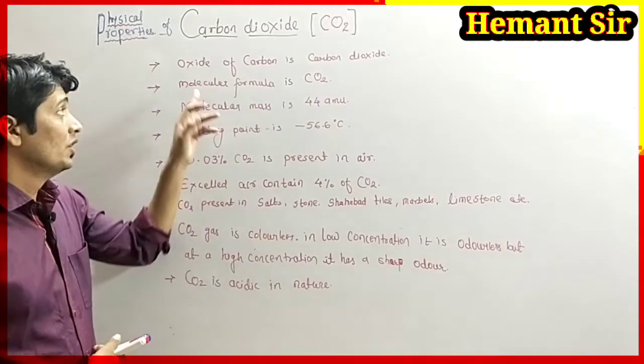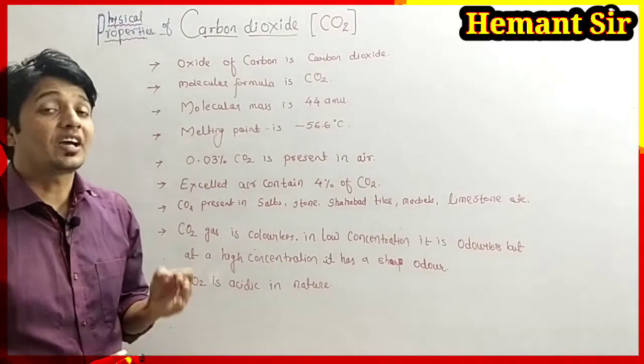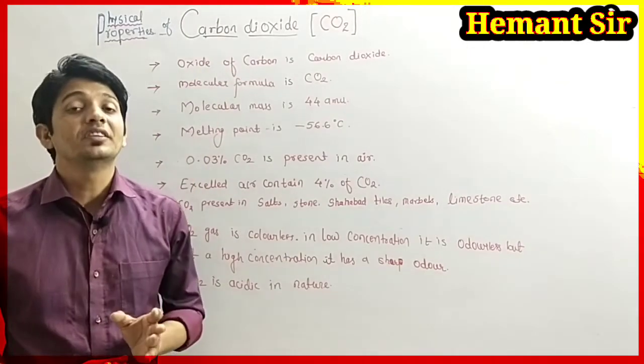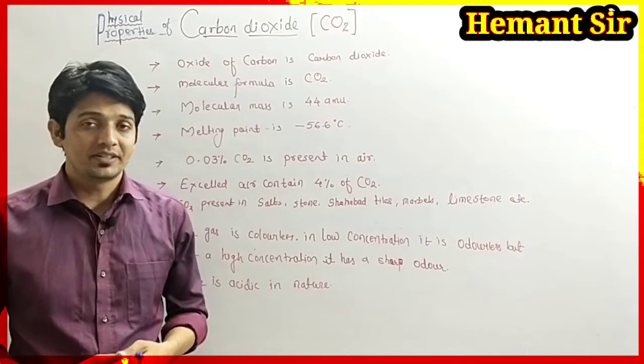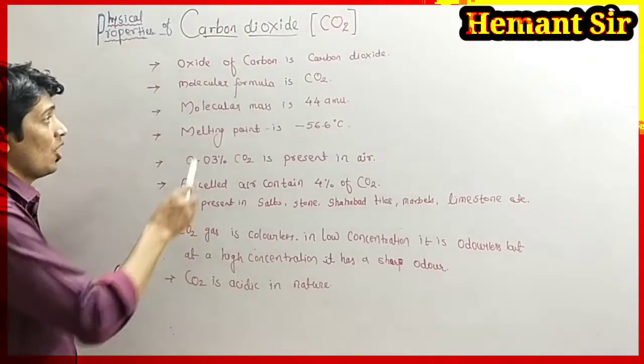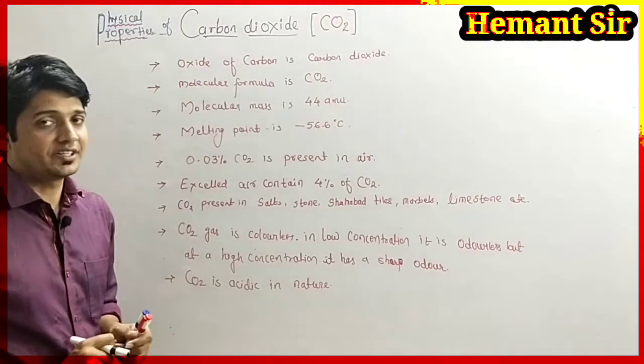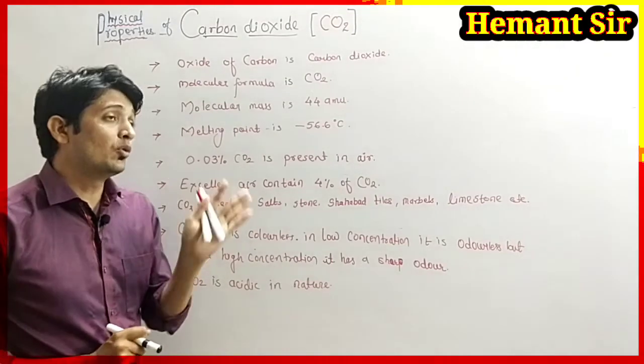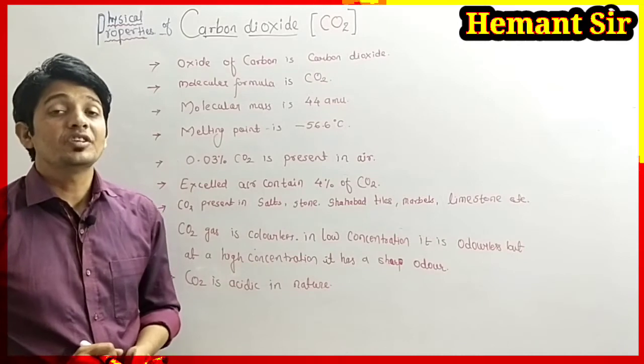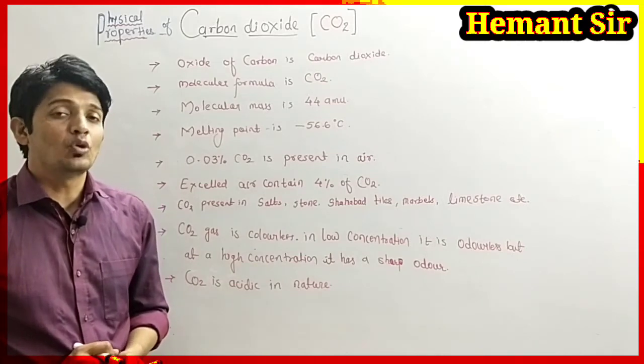So what is carbon dioxide basically? Carbon dioxide is nothing but the oxide of carbon. There is one more oxide of carbon, which is CO, that is carbon monoxide.